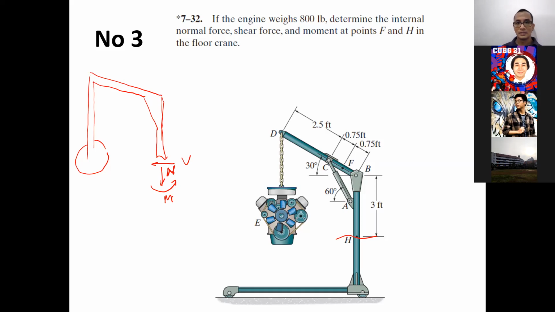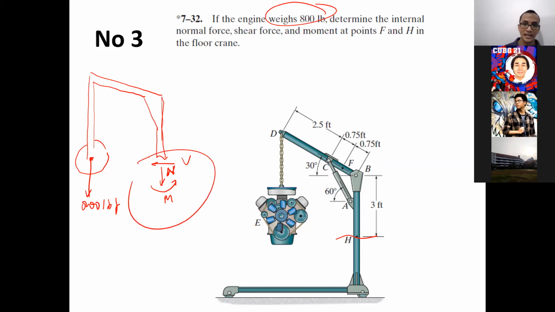Here, what we know is just one thing. The weight is 800 lb. So here we have 800 lbf. Using just that input, we can try to find out V, N, and M using sigma Fx equal to 0, sigma Fy equal to 0, and sigma moment equal to 0.